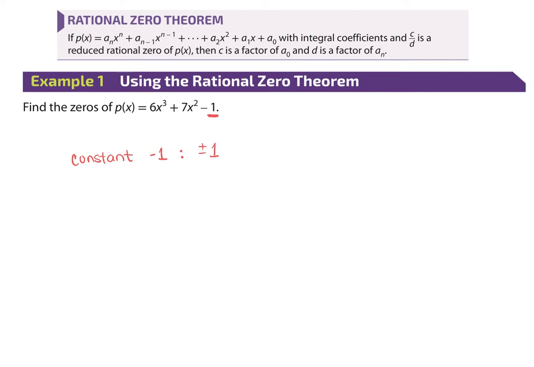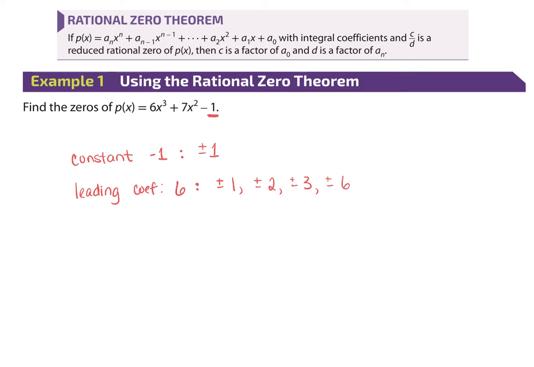That's the factors. Then we're going to look at our leading coefficient. Our leading coefficient is +6. What are my factors of +6? 1 goes into 6, 2 goes into 6, 3 goes into 6, and 6 goes into 6, right? And so you have to consider the positive and negative of every one of those factors: positive and negative 1, 2, 3, and 6. Those are my factors of my leading coefficient.